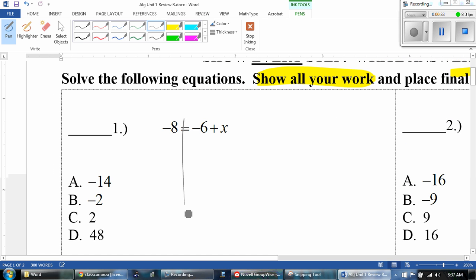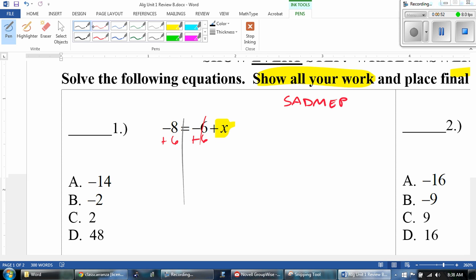So let's go ahead and get started with number 1. The first thing I'm going to do is draw the line down the middle. Remember, I want to get the x by itself. And to get the x by itself, I have to follow the rules of SADMAP. So I have a -6 right there. To get rid of the 6, I'm going to add 6 to both sides.